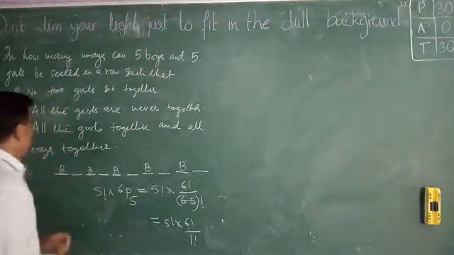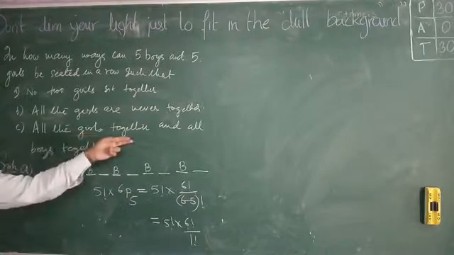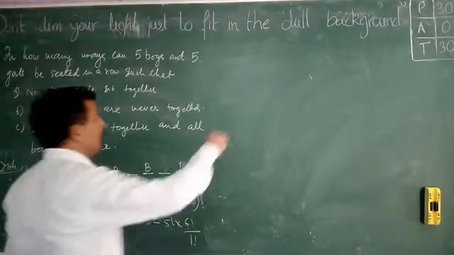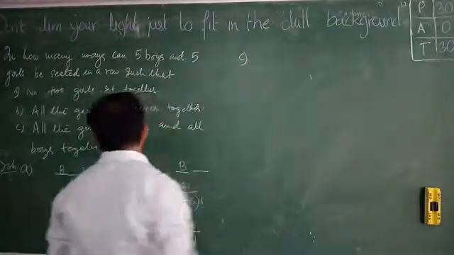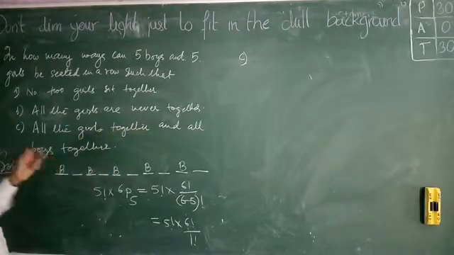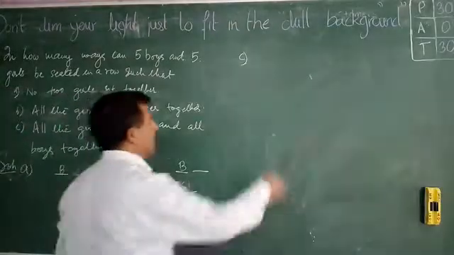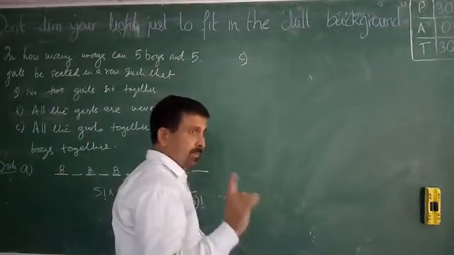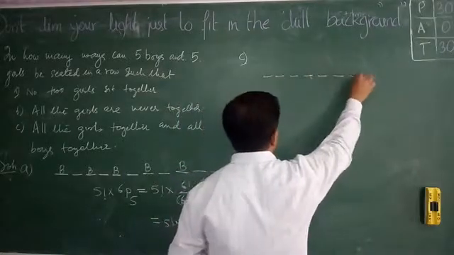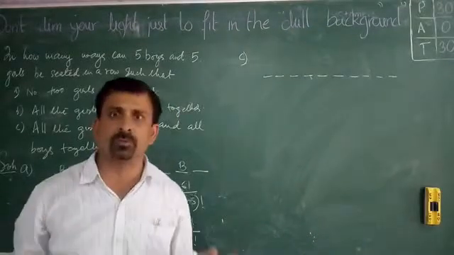Yes, sir. The next part of this question, before we go to this next part, we will come to this C part. First of all, we are doing this C part. In the C part, all the girls together and all the boys together. How are we going to do it? There are total 10 seats available, right? Yes, sir. 1, 2, 3, 4, 5, 6, 7, 8, 9, 10, right? Yes, sir.